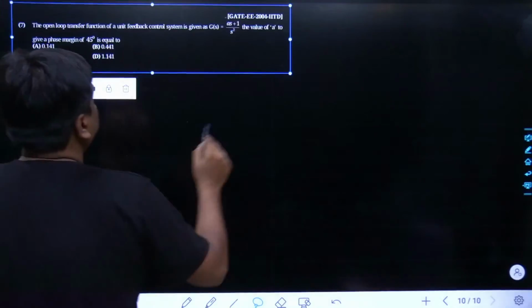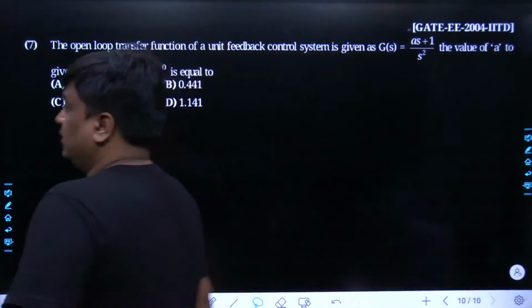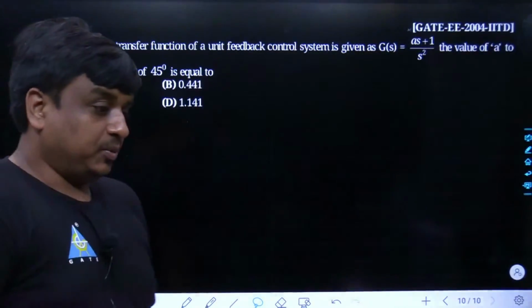Read the problem carefully and tell me what could be the best answer for this given problem. The problem states: the open loop transfer function of a unity feedback system is given as G(s) = (as + 1)/s^2. The value of a to give a phase margin of 45 degrees equals; 4 different options were attached along with this problem.